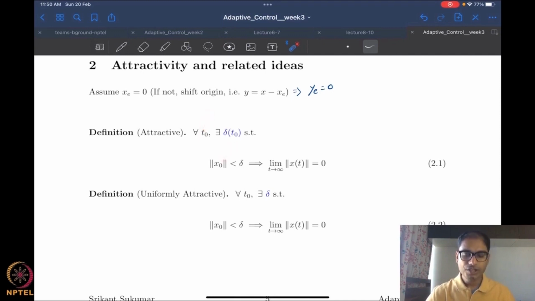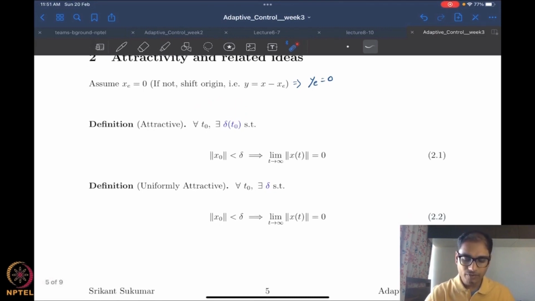So for attractivity, I'm required to find an initial condition ball of size delta. This delta is of course allowed to depend on t0. Unlike the stability case, here there is no epsilon, so there is no epsilon dependence. But t0 is there, so it can depend on t0. And we require that if the initial conditions are within this delta ball, then all the state trajectories converge to zero as t goes to infinity.